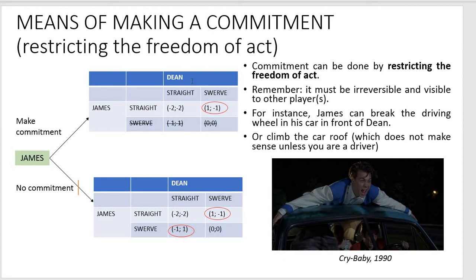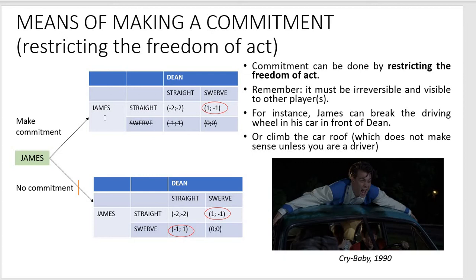So in this case, James can, for instance, break his driving wheel in front of Dean's eyes, just throw it out the window. So in this case, of course, James will be unable to swerve, and obviously it's an irreversible move. And if it happens in front of Dean's eyes, then it will be observable for Dean. So Dean will have all the reasons to believe James, and actually keep in mind that James has no ability to swerve.